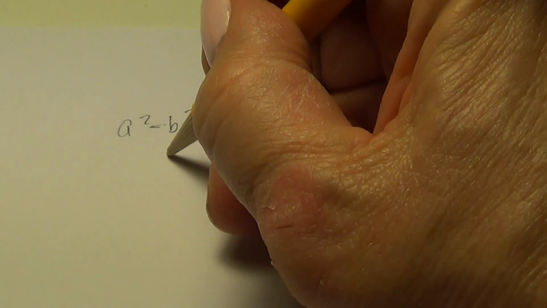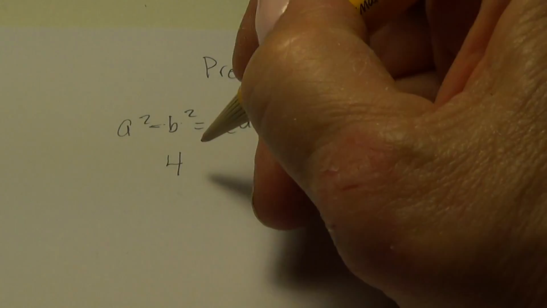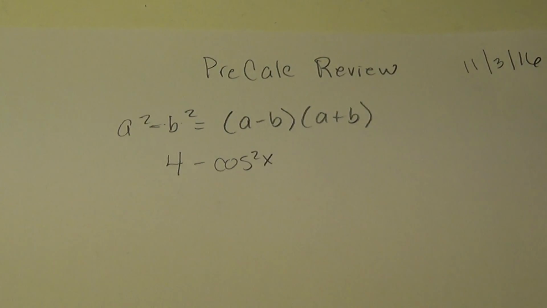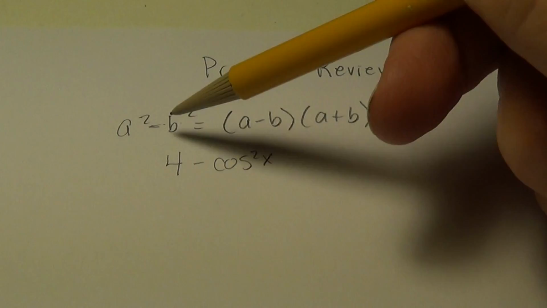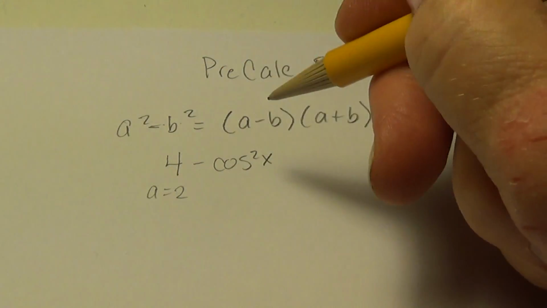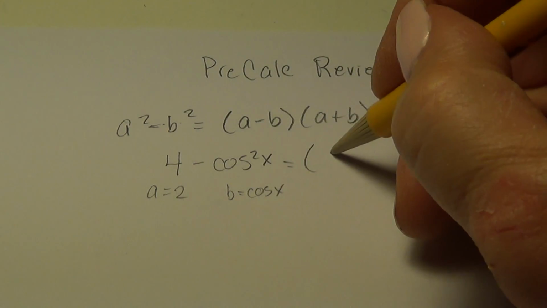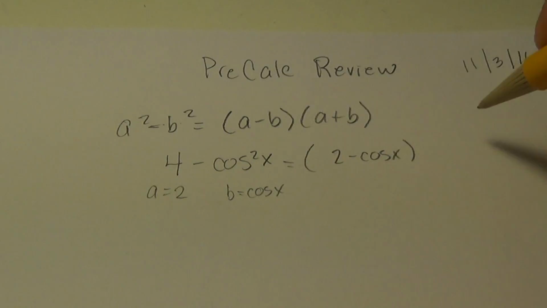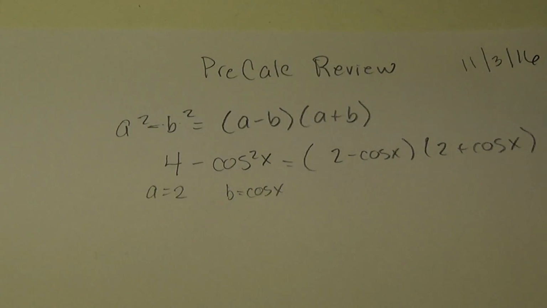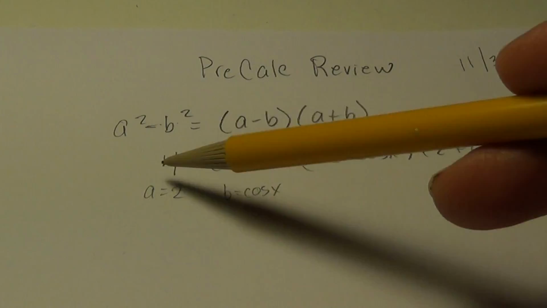And it'll look something like this. Something that's squared, that was 2 squared, minus something else that was squared. So cosine was squared to get cosine squared. So that can factor. You have to know what your a is and what your b is. So your a is 2 and your b is cosine. So plugging that in, we get 2 minus cosine x, 2 plus cosine x. So sometimes right in the middle of a trig verify or a trig simplify question, you will have to factor.